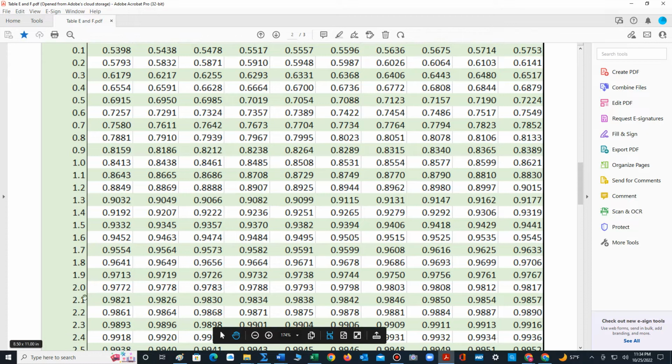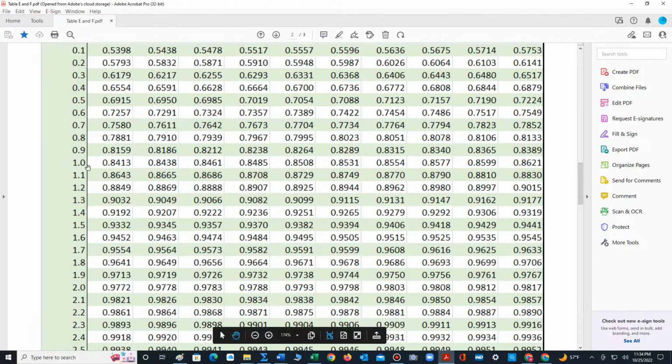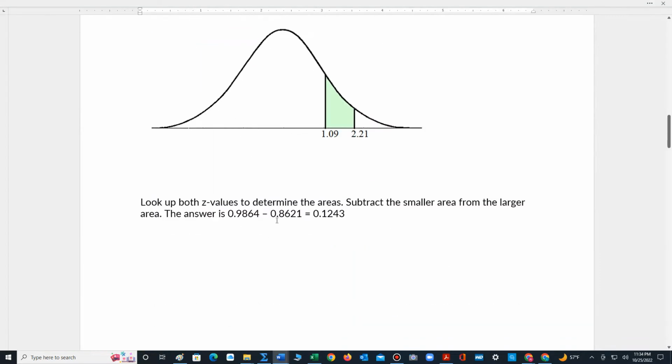So for 2.21 the area is 0.9864. And then we look up the area of 1.09, which is 0.8621. We always subtract the smaller area from the larger area, so the answer is 0.1243.